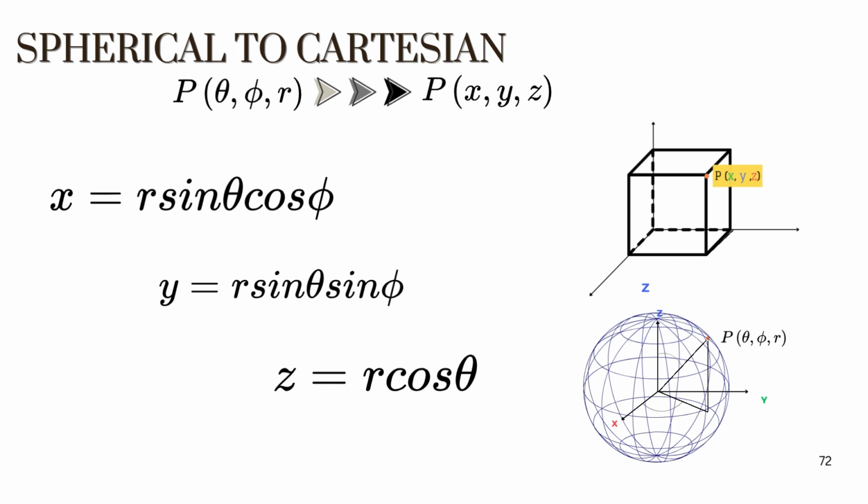Visualization. Start with the point at a distance r from the origin. Rotate by theta down from the z-axis. Rotate by phi around the z-axis in the xy plane. The formulas combine these steps to locate the point in Cartesian space.